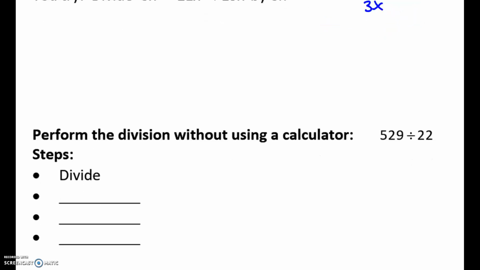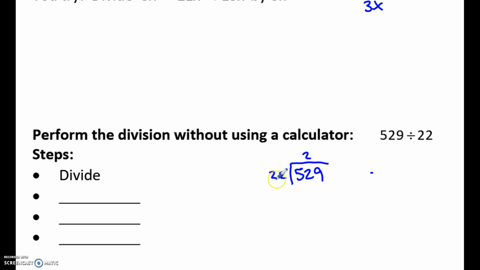All right, friends, now let's do a quick revision of how we would do long division without a calculator. If I have 529, I want to divide it by 22. Remember, I start off by setting it up: 529, and I divide it by 22. And I start off by asking myself, can 22 go into 5? Well, no, it cannot. But can 22 go into 52? Yes, it can. It can go in twice.